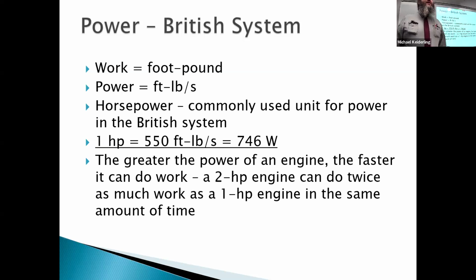There's also a metric horsepower, which is exactly 750, I think. I don't know. The horsepower is messy. But for this, it's 550 foot-pounds per second, or 746 watts. And the greater the power of the engine, the faster it can do work. So a 2 horsepower engine can do twice as much work as a 1 horsepower engine in the same amount of time.